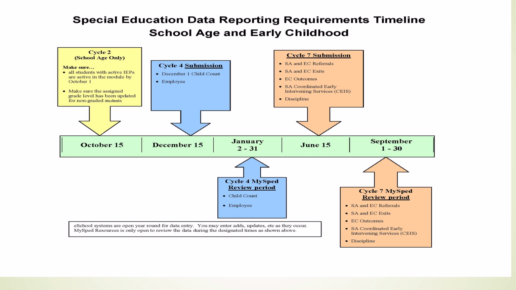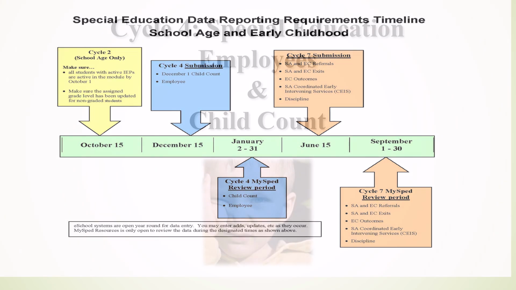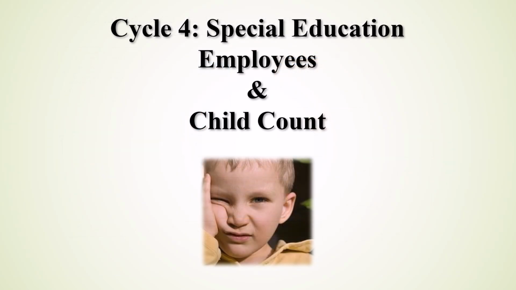Be sure to keep primary disability up to date as they are pulled for every cycle and updated to Triand nightly. Cycle 4 includes all of your special ed employees and all of your active special ed students, which is often referred to as child count. You have until December 15th to enter all of your Cycle 4 data in eSchool prior to the cycle pull. The review period for the data you have submitted is the month of January in the MySped resource application.